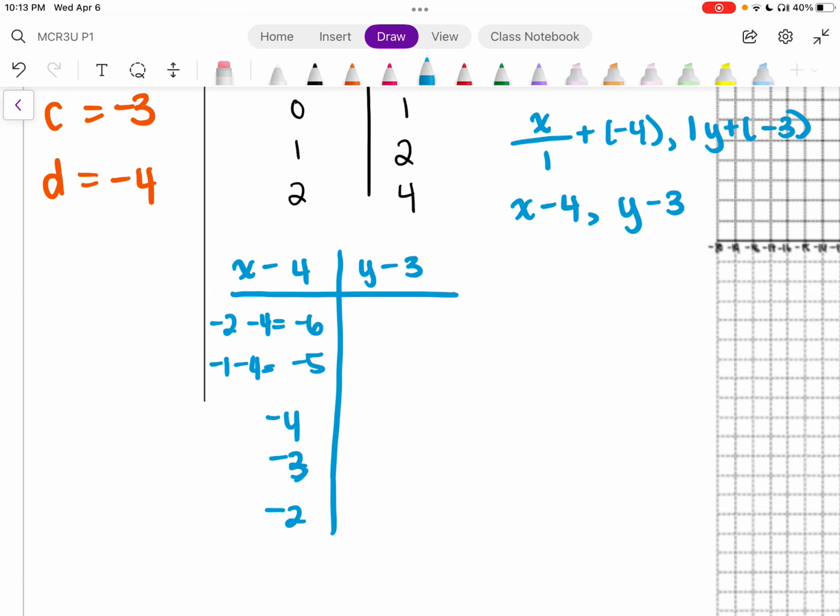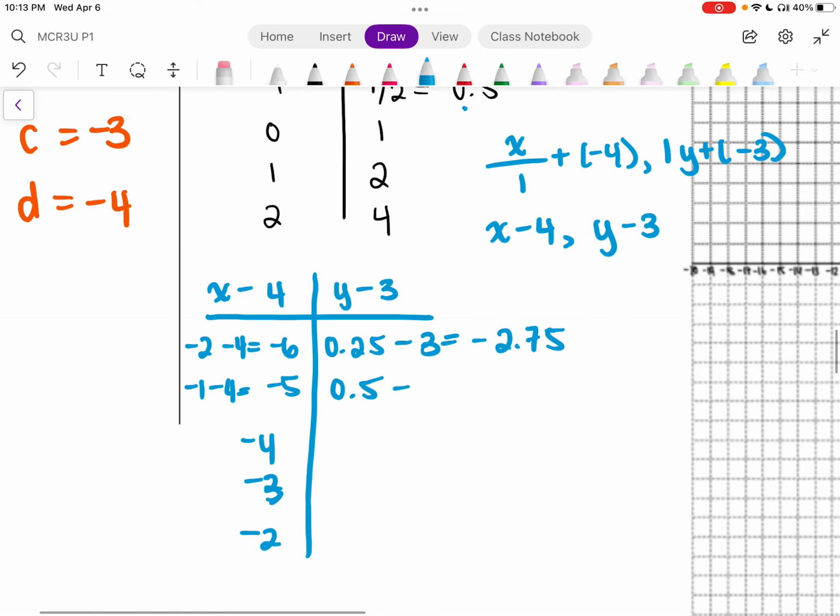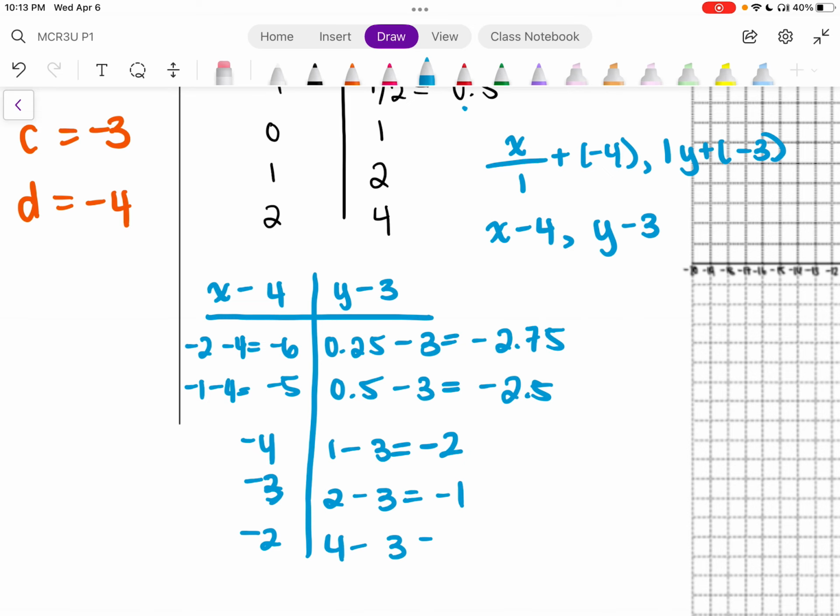So on the other side, I'm going to do 0.25, which is what my original y value was here, minus 3, right? And that's going to give me -2.75. I'm going to do 0.5 again, which was my value right here. Minus 3 is going to give me -2.5. And then I'm going to have 1 minus 3, which is going to give me -2. And then I have 2 minus 3, which is -1. And then I'm going to have 4 minus 3, which is just 1.